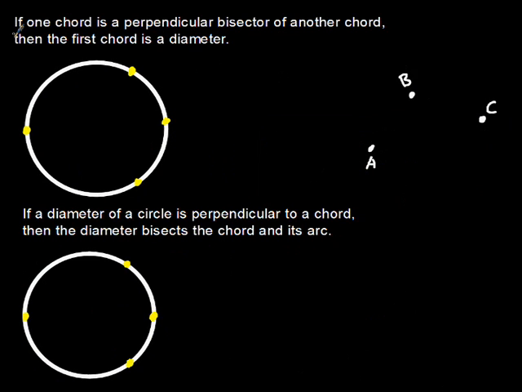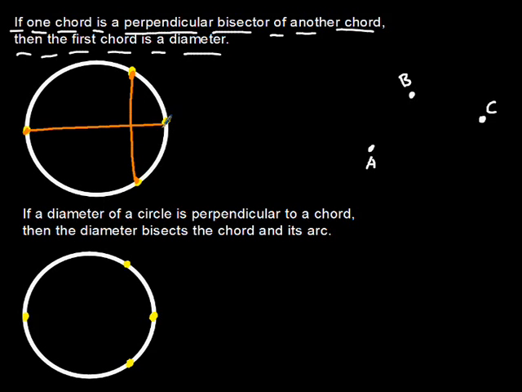Alright, let's read a theorem here. If one chord is a perpendicular bisector of another chord, then the first chord is a diameter. So, if we have a chord from here down to here, and we have another chord from here down to here, we know that they're perpendicular bisectors, so this is congruent to that. Then we know that it is a diameter. This one is a diameter 100%.